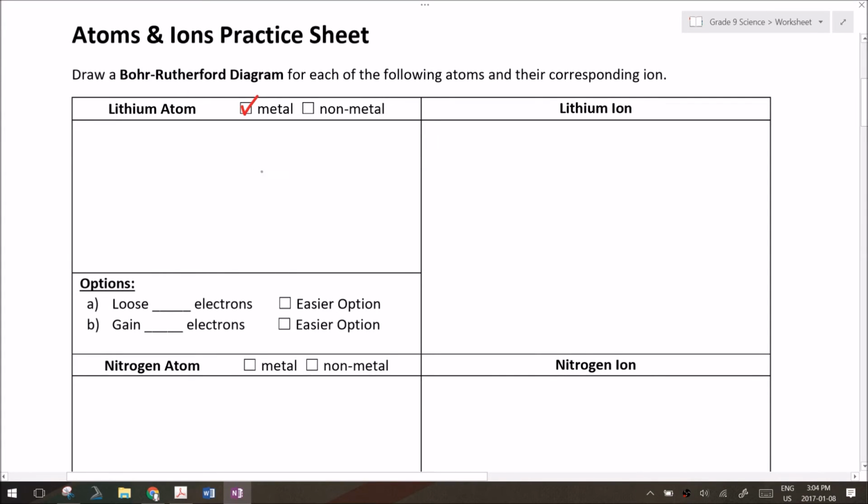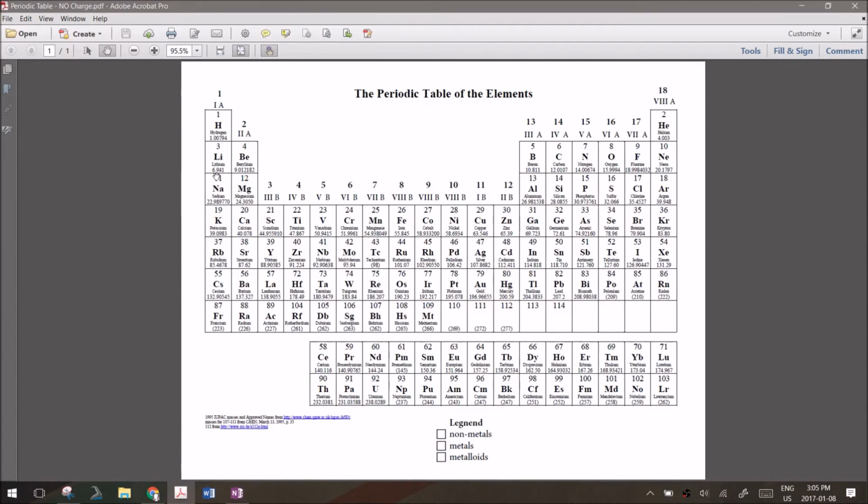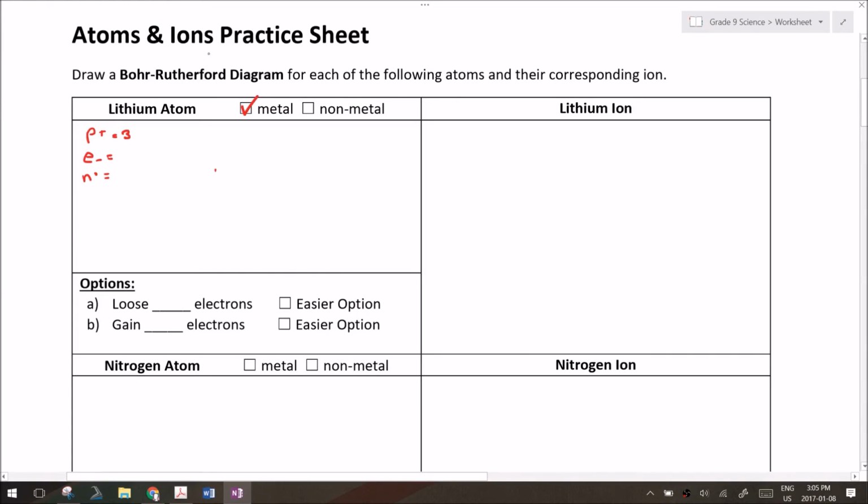And it says to draw a Bohr-Rutherford diagram for each of the atoms and the ions. So to start our Bohr diagram, we need to know the number of protons, electrons, and neutrons. Number of protons is equal to the atomic number, which is 3. The neutrons is the atomic mass, which is going to be 7, take away 3, which is 4. And the number of electrons is the same as the number of protons.